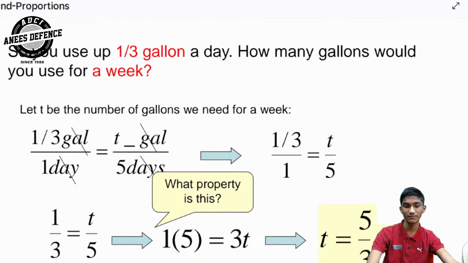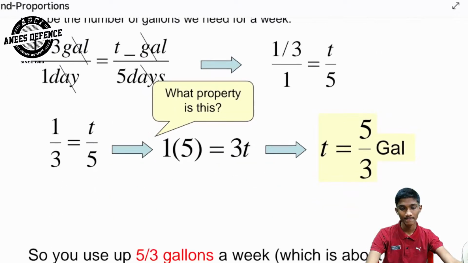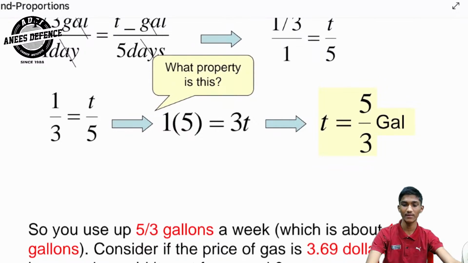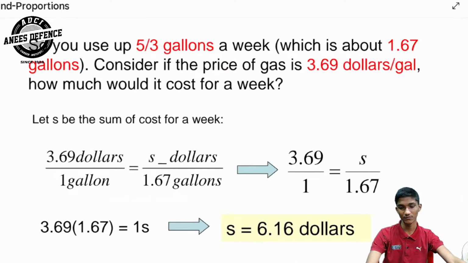How many gallons would you use for a week? Now again, we will let T be the number of gallons we need for a week. By simplifying it, the value of T which we get is 5 by 3 gallons. So you use up 5 by 3 gallons a week, which is about 1.67 gallons.